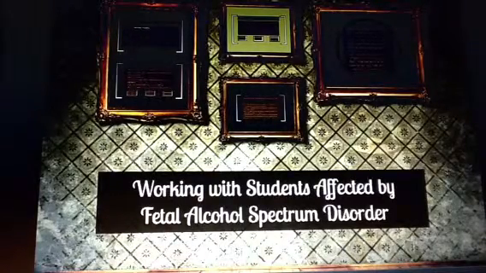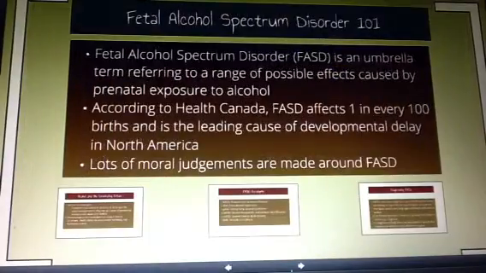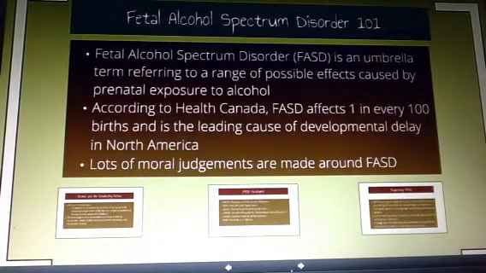So let's begin. The first questions that we're going to ask ourselves is, what is FASD, and why is it important for teachers to have a working knowledge of FASD? Fetal alcohol spectrum disorder is an umbrella term referring to a range of possible effects caused by prenatal exposure to alcohol. FASD itself is not a diagnostic term, but an educational term. We will go over the different diagnoses in the acronym section.